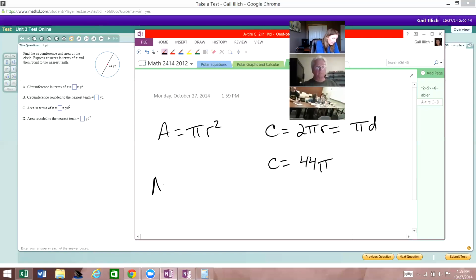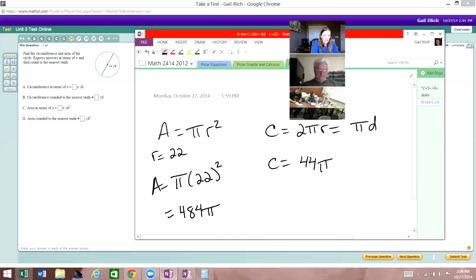So the area, what's the radius here? Half of 44, so 22. And so that's going to be pi times 22 squared. What's 22 squared? Like 484? Yeah. Okay. So 484 pi is your area, and 44 pi is your circumference.